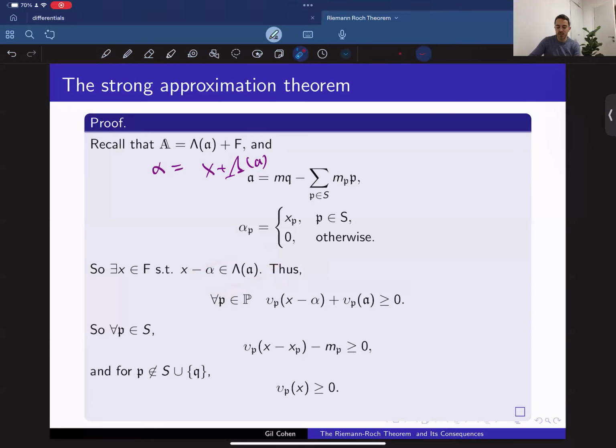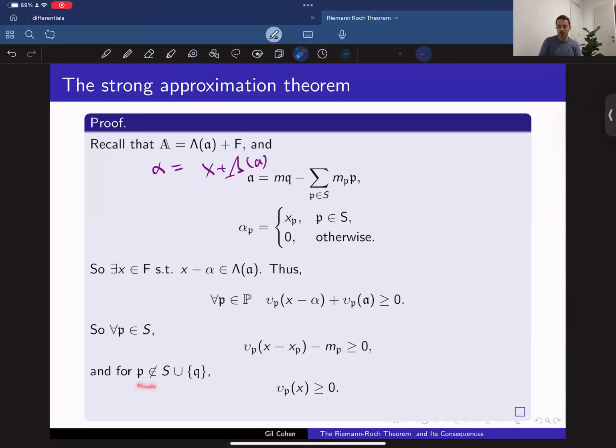And if we break it down, it means that for every prime divisor, VP of X minus alpha plus VP of A is a non-negative integer. And so for those P's in S, it means that VP of X minus XP, because alpha at P is XP when P is in S, minus MP, because VP of A is minus MP when P is in S, is larger than 0. This is exactly what we want for those primes in S. I think we want this to be larger than the prescribed MP.